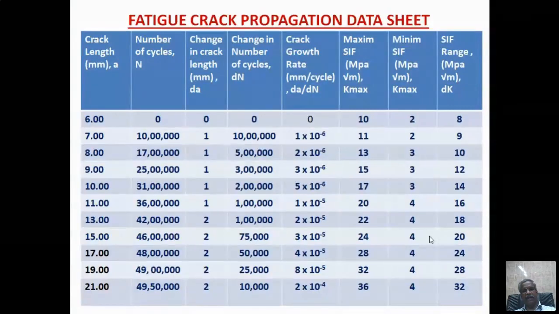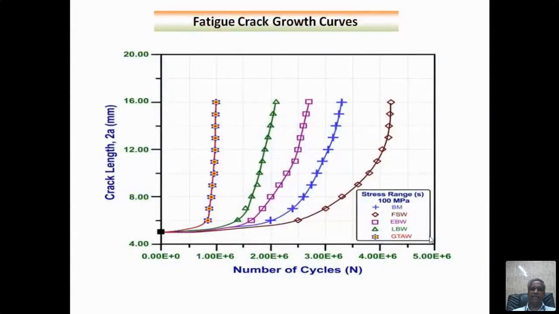If you draw a graph between these first two columns, you will get a graph like this. What is this? You have different crack lengths. It is one of the test results we carried out in our center on a ferritic stainless steel. The stress range is only 100 megapascal. The initial crack length, we introduced a crack length of 5 millimeter as the starting point on the y-axis.